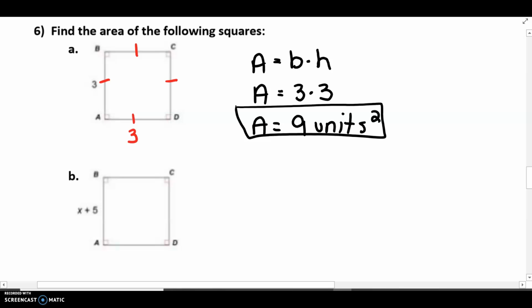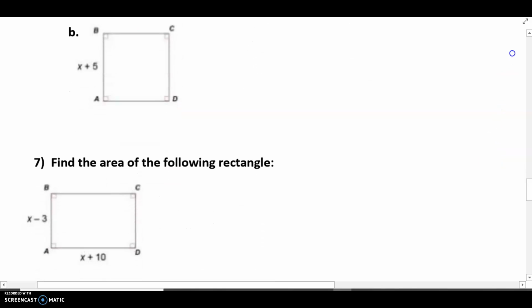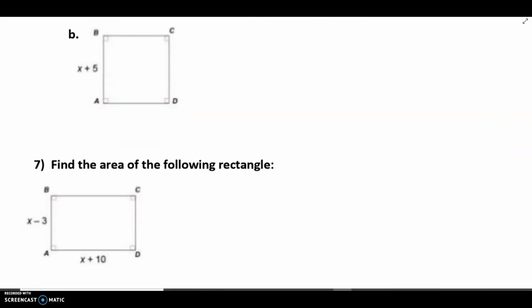Now on 6b, we get a little bit more complicated, and we need to remember some algebra. It starts off the same way. We were told it's a square, so I know that all the sides are congruent. So if that's x plus 5, then this is x plus 5, and the other is x plus 5, and the other is x plus 5.